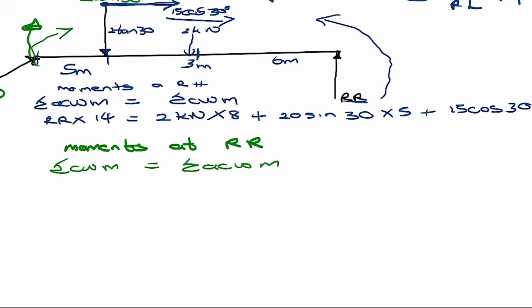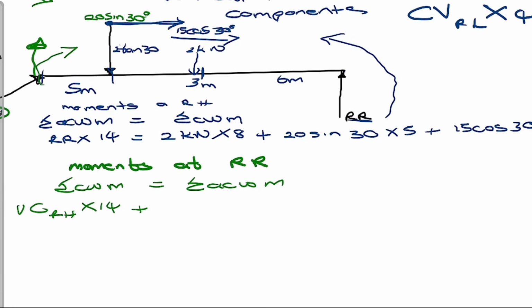And then what you will do now is you just look at your moments that are acting in the anti-clockwise, which will be your vertical component. So you say vertical component of what? Of your RH times the 14, which is the distance from RR to there. And then also find other forces that are acting in the clockwise moment, right? Find the other forces that are moving clockwise in the clockwise moments. You will find them. When you find them, it will be this force here.